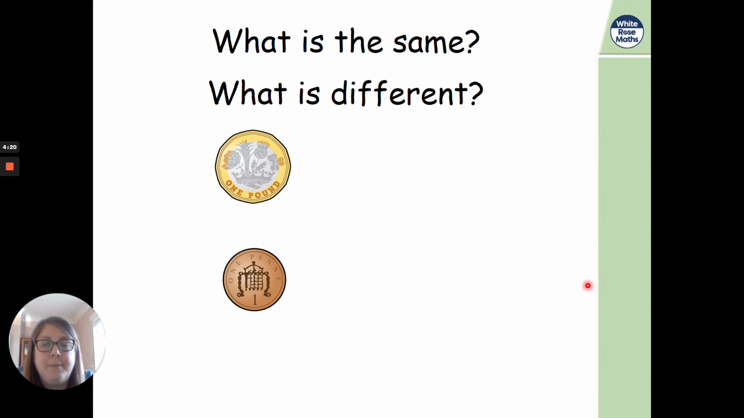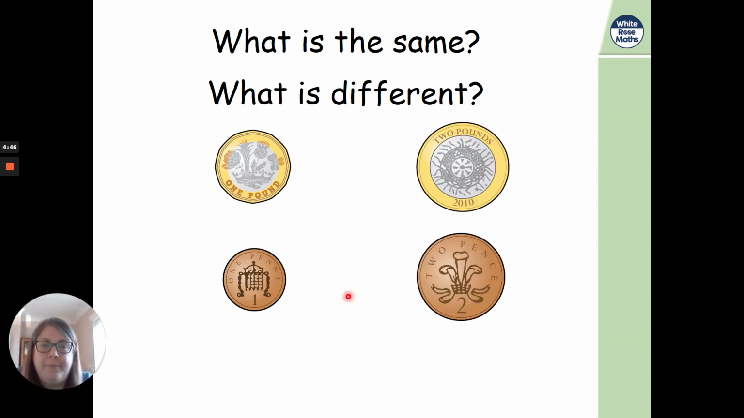Now, they're both the same because they're both 1. But are they the same value? If you had 1 penny and you had £1, are they worth the same? No, they're not, because £1 is worth 100 pennies. Wow. So 10 pences, that is quite tricky, isn't it? So £1 is worth more than 1 penny.